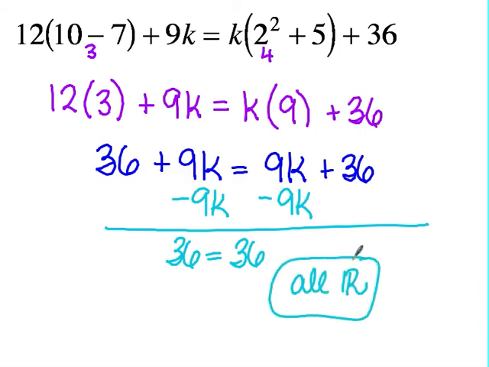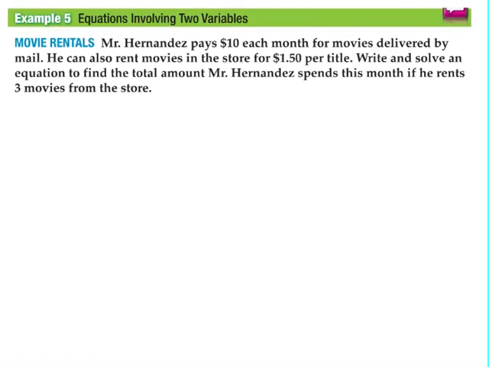Let's go. We've got one story problem we're going to look at today, because you're going to have some story problems on your homework. This is talking about movies. It says Mr. Hernandez pays $10 each month for movies delivered by mail, kind of like Netflix. He can also rent movies in the store for $1.50 per title. Write and solve an equation to find the total amount Mr. Hernandez spends this month if he rents 3 movies from the store.